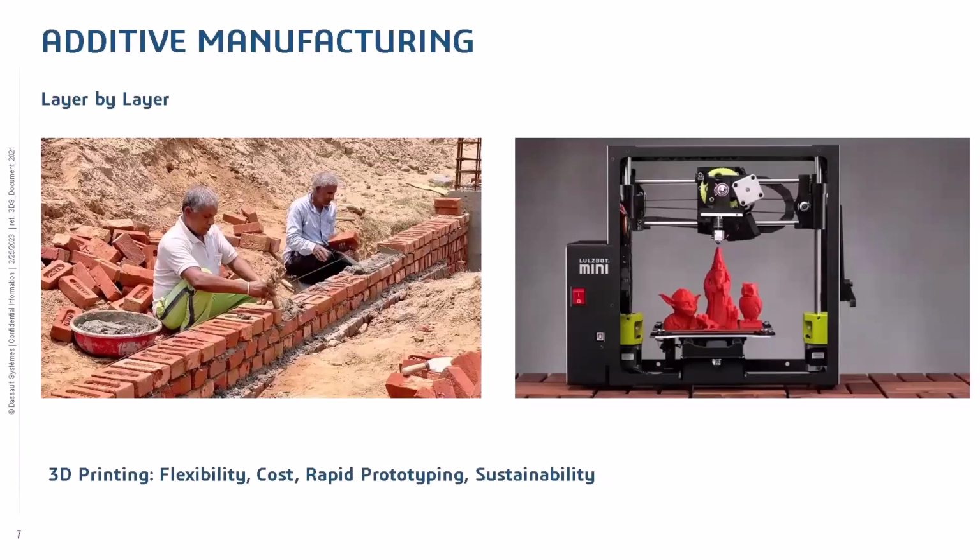Another example is the sustainability aspect, because there are materials in 3D printing which are biodegradable when treated under certain conditions, like PLA material. So to some extent, we can say yes, 3D printing is a sustainable process.